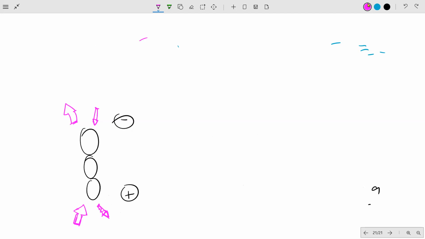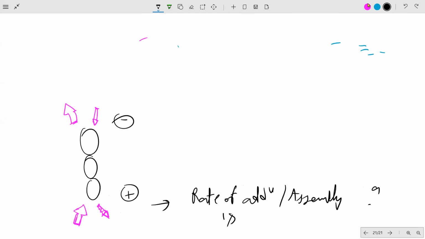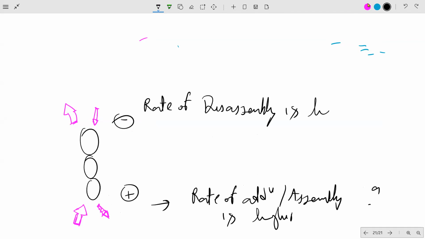the rates are different. जो पॉजिटिव एंड पे है, पॉजिटिव एंड पे we have the rate of growth is higher, the growth rate, the rate of addition, the rate of assembly is higher, whereas at the negative end the rate of disassembly is higher, the rate of disassembly is more, this is higher.